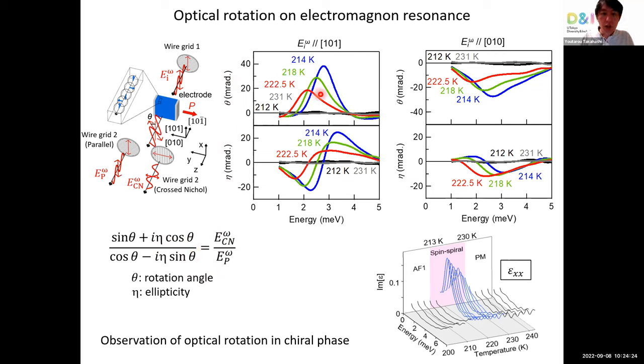So you can see the clear resonance of the optical rotation. This peak magnitude is 40 milliradian. In the ellipticity, we can see some dispersive structure. And this optical rotation appears only in the spin spiral phase. This result suggests the appearance of natural optical activity, and the material becomes chiral.